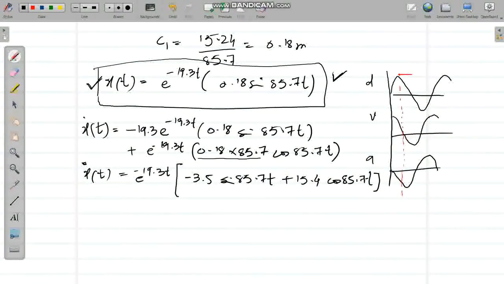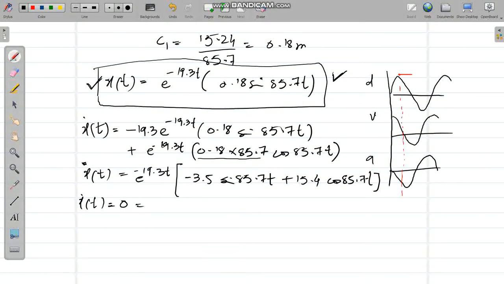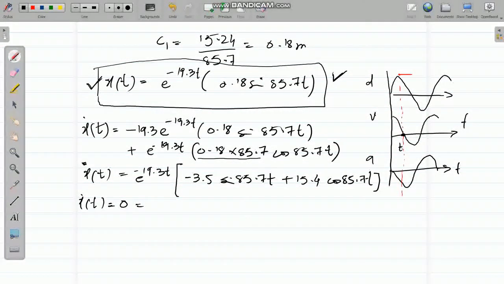So the trick is, if we put x dot of t equal to 0 and try to find the time, because this is the time axis, the time where the velocity is 0 will give the maximum displacement, and the same is the case for the acceleration. I am again repeating: find the displacement equation, take the derivative to get the velocity, and if you put the velocity equal to 0, you get the time at which the velocity is 0. Then you actually get the time at which the displacement is maximum.